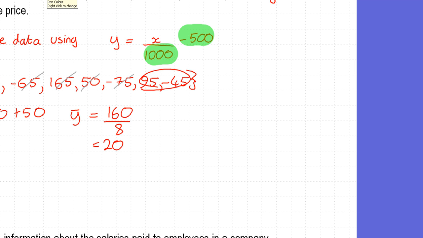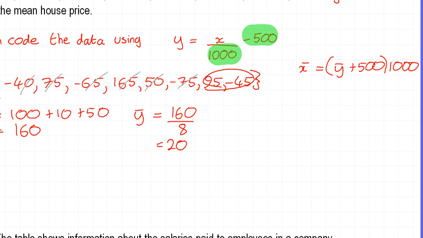we need to undo, first of all, that we minused 500. So if we're trying to work out what X bar is, we take what Y bar is and we need to add 500 first. And because we divided by 1000, we then need to times that by 1000. Now if you struggle to follow those inverse operations, don't worry, I'm going to teach you another method.